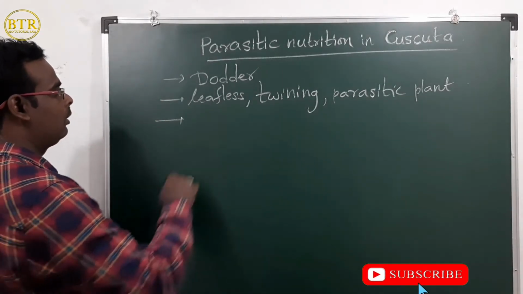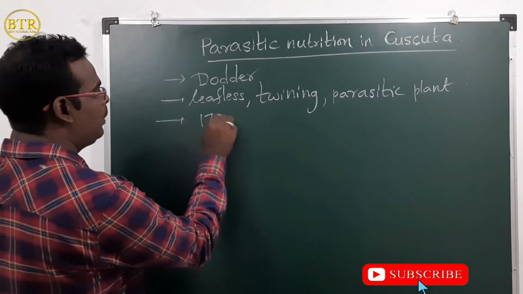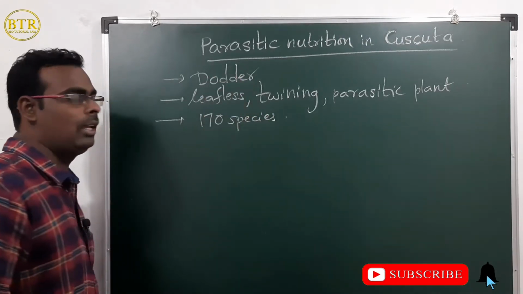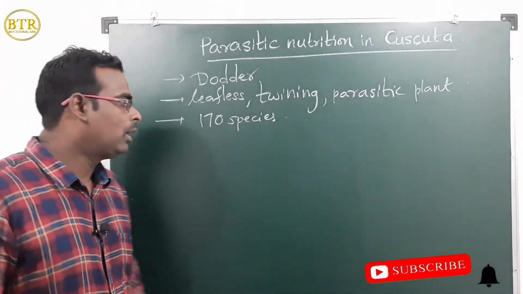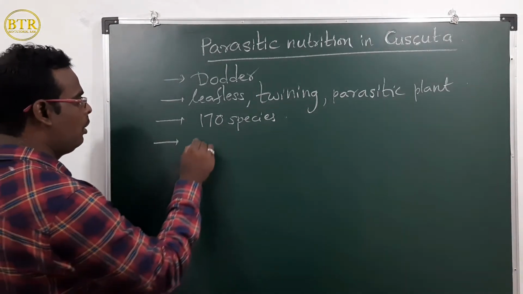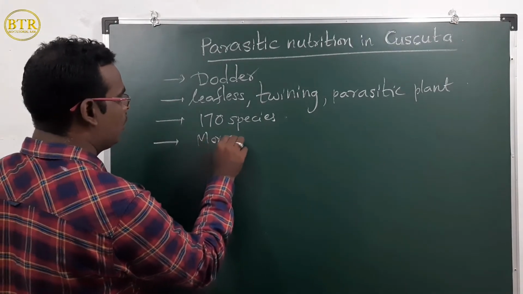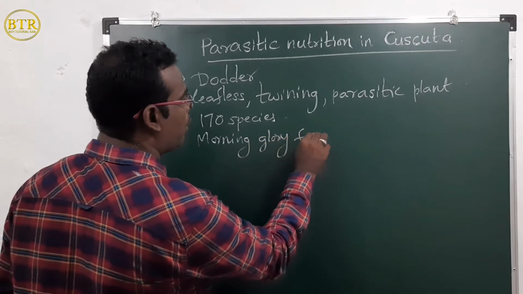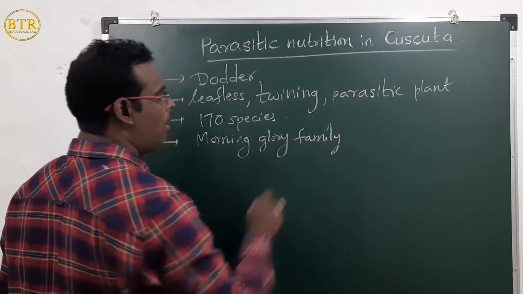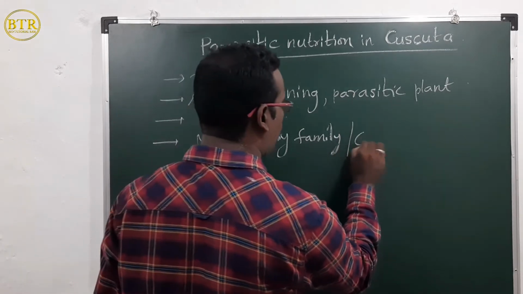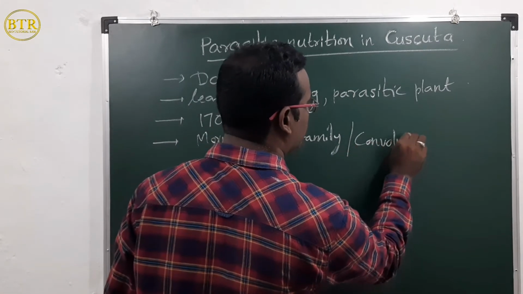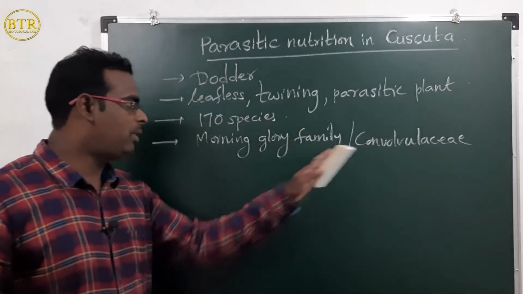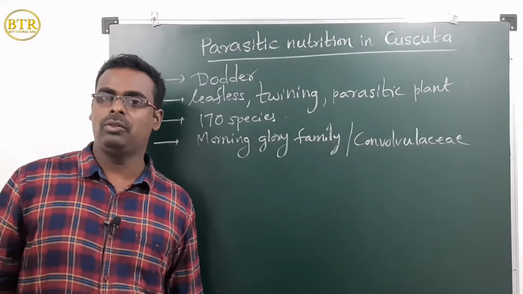In Cuscuta, there are 170 species. 170 species are present in the Cuscuta genus. Cuscuta belongs to the morning glory family. The morning glory family is also called Convolvulaceae.